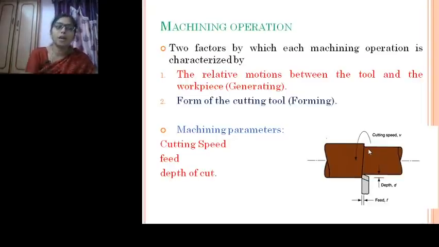So machining operations can be classified based on two factors, that is generating type and forming type. In generating type, depending on the relative motion between the tool and the workpiece, you get the final shape of the component. Whereas in a forming type, depending on the shape of the tool that you have used, you will be getting different shapes of the final component. The final shape of the component is dependent on the form of the tool.